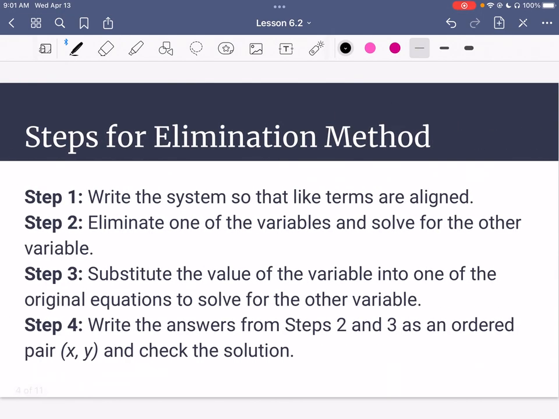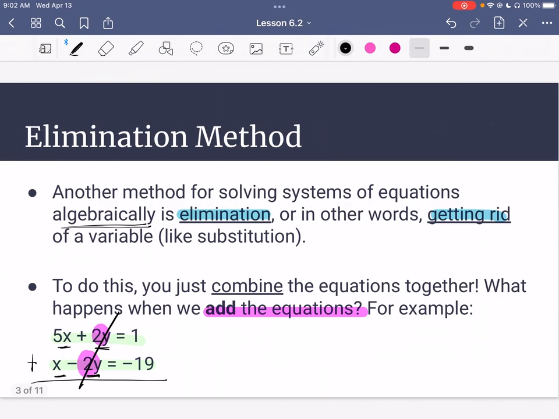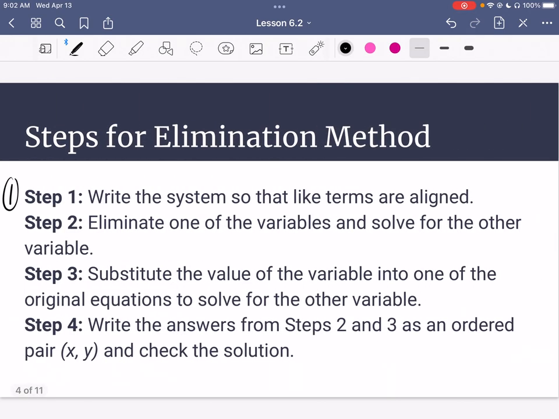Okay, so here are the steps for the elimination method. Step number 1, you want to write the system so that the terms are aligned, just like we looked at in the previous example. My x's were in the far left column, my y's were in the next column, the equal sign was aligned, and then we had our constants or our numbers here on the right side. Okay, so you want to write them so that the terms are aligned.